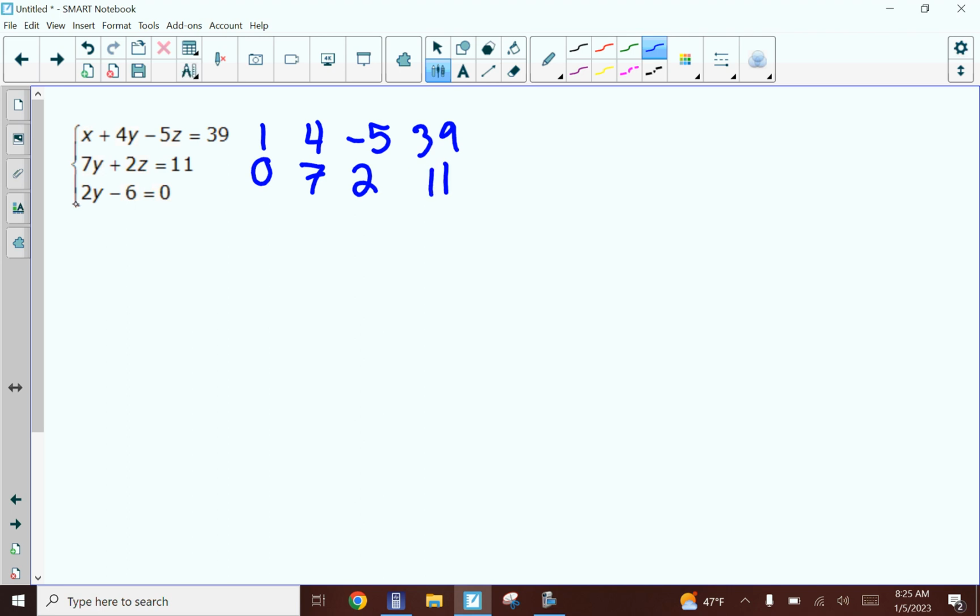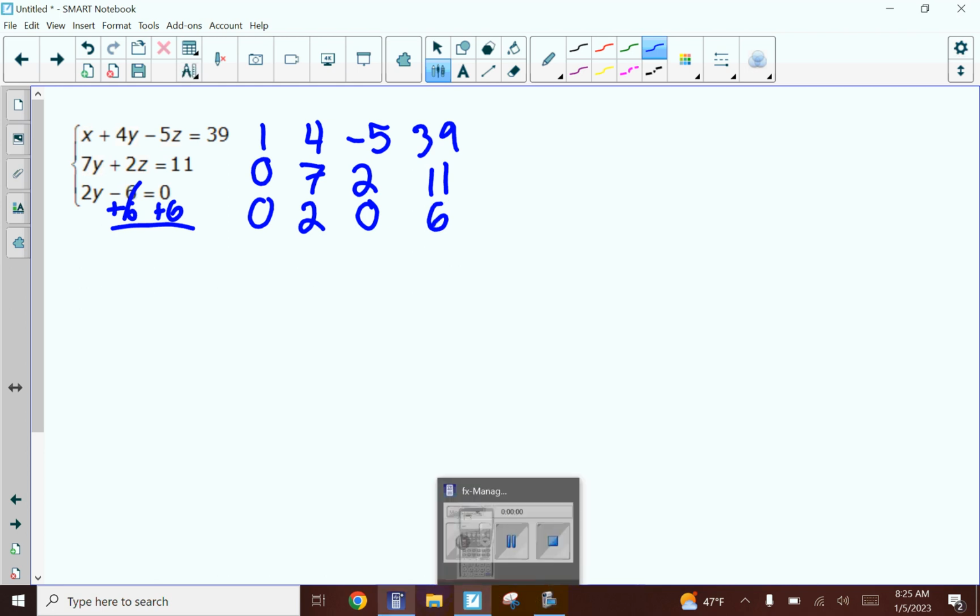So the third one is missing the X. It's got the number in front of the Y, which is a 2, but it doesn't have a Z. The Z is not the 6. Okay, that 6 is not even supposed to be there. Any number without a letter is supposed to be on the other side of the equal sign. So the 0 goes for the Z, but that 6 has to go to the other side, so we'd actually have to add the 6 to the other side first. So it would actually just be a positive 6 over here.